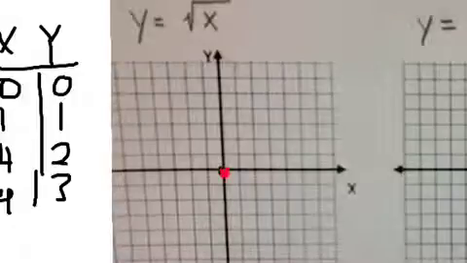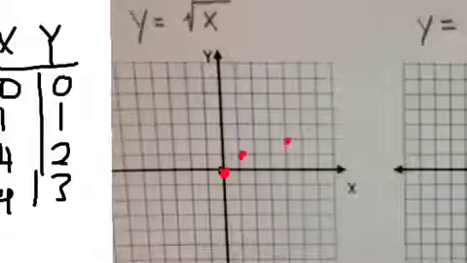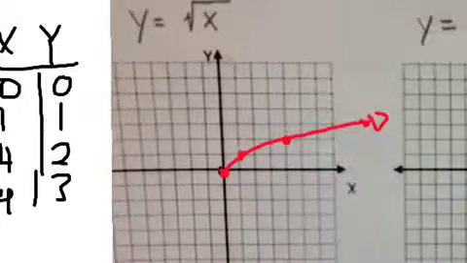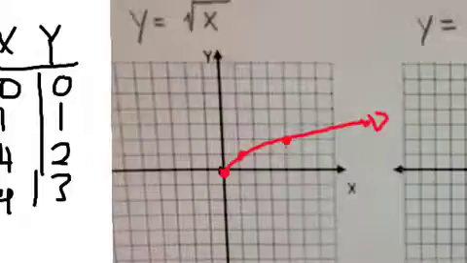So we have x is 0, y is 0. We have x is 1, y is 1. We have x is 4, y is 2. And then 9 and 3, that's going to be over here someplace. Right in there. And what you get is this graph like that. Just an arc there to the right.